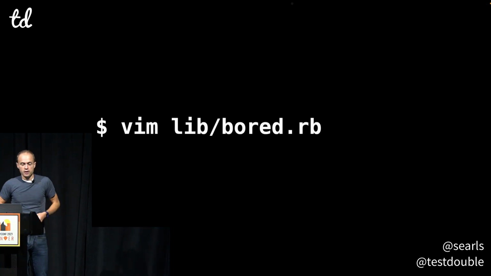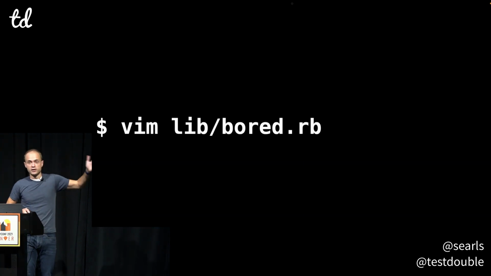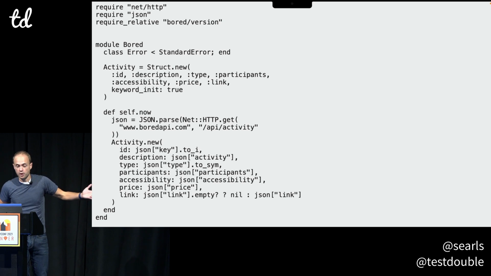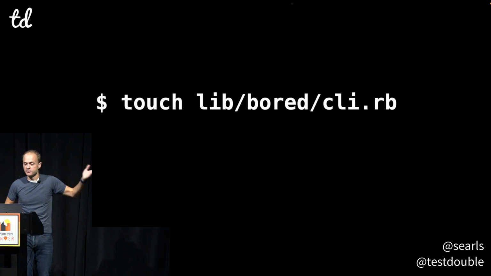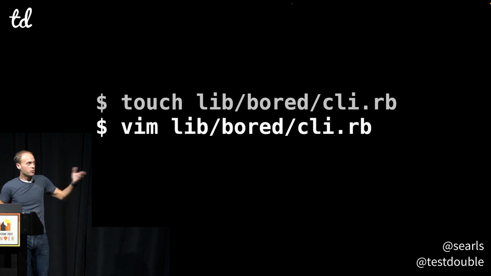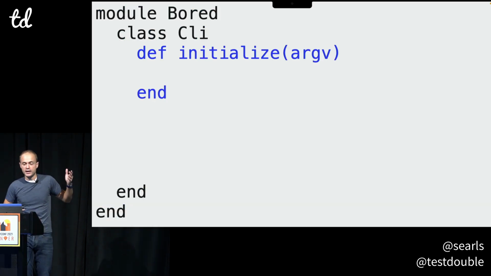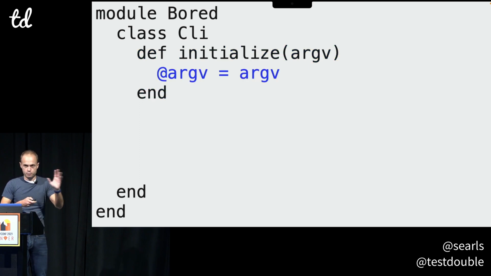and the next step is to actually make it work. So the first thing we've got to do is go back into our lib/board, which is kind of the entry point for our gem. We're just going to require_relative that board CLI thing. Again, this file doesn't exist, so we've got to go make it. Then we're going to create the CLI class, and as an initializer here, we're going to pass it that arg vector and put it on an ivar.